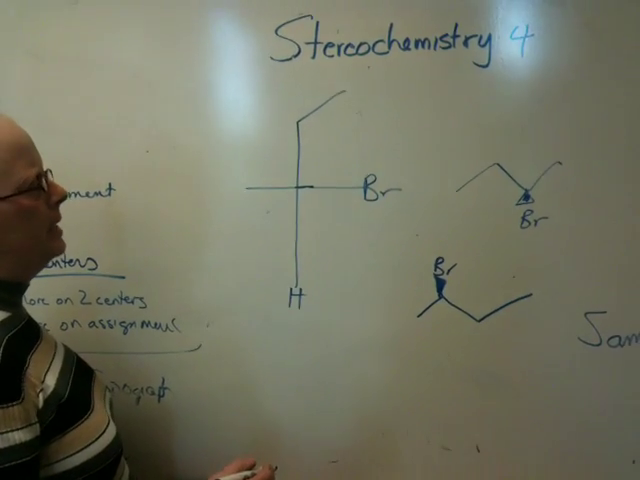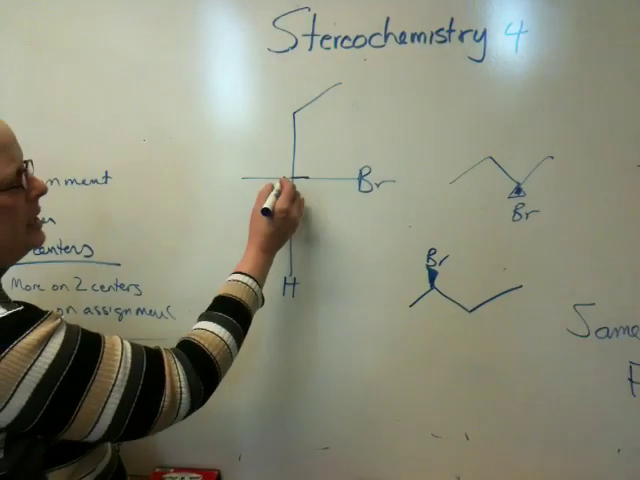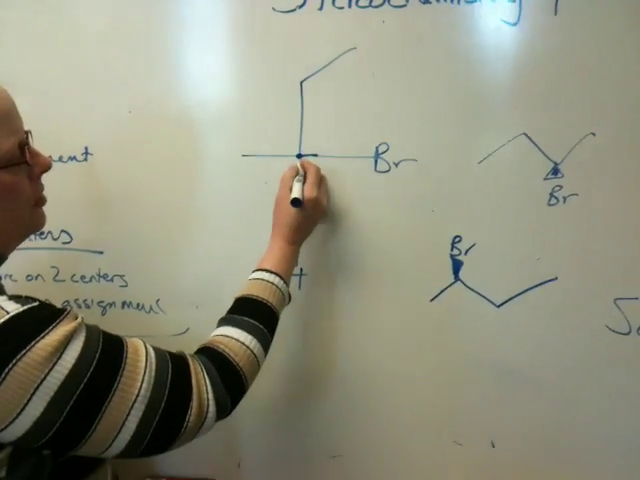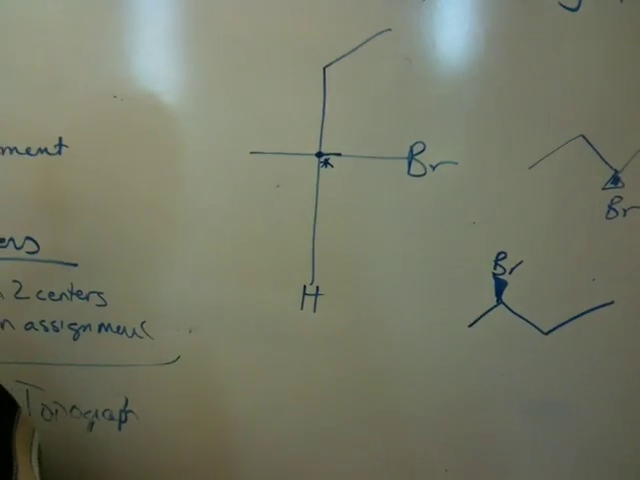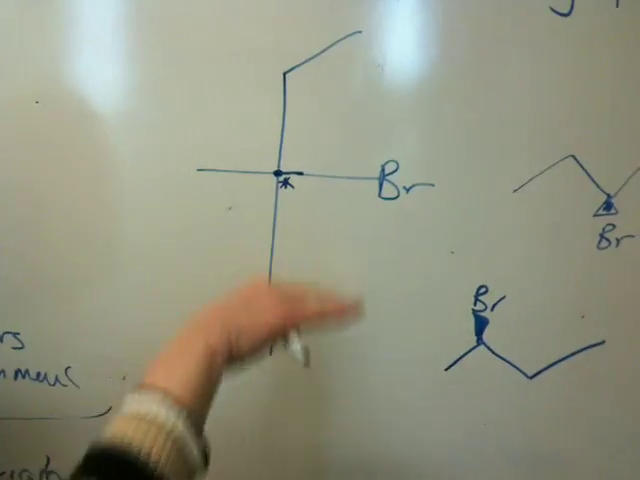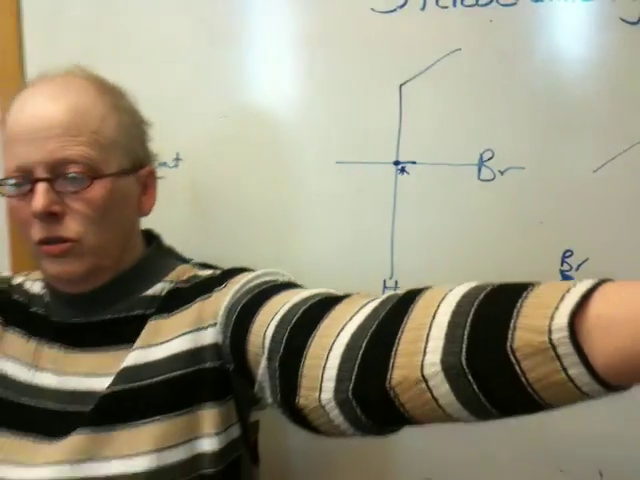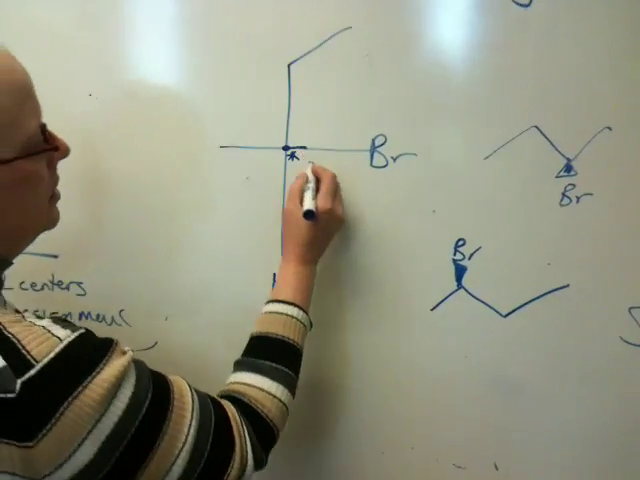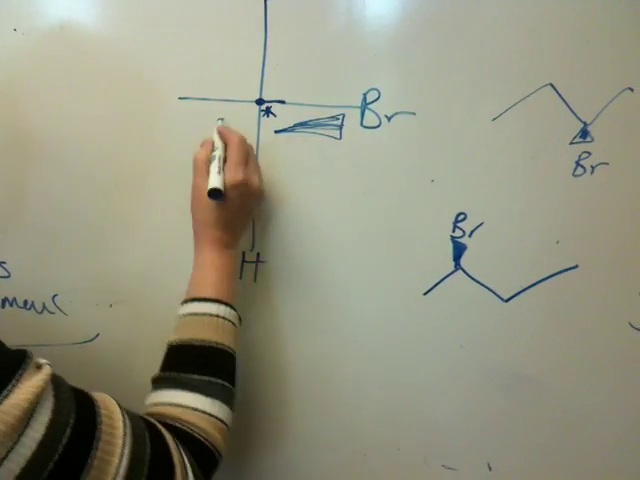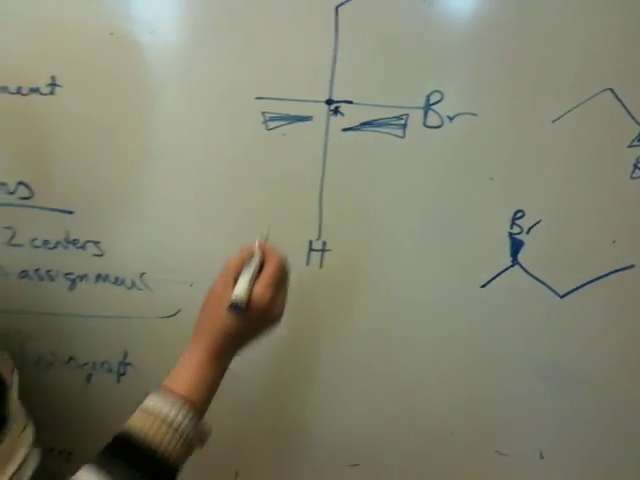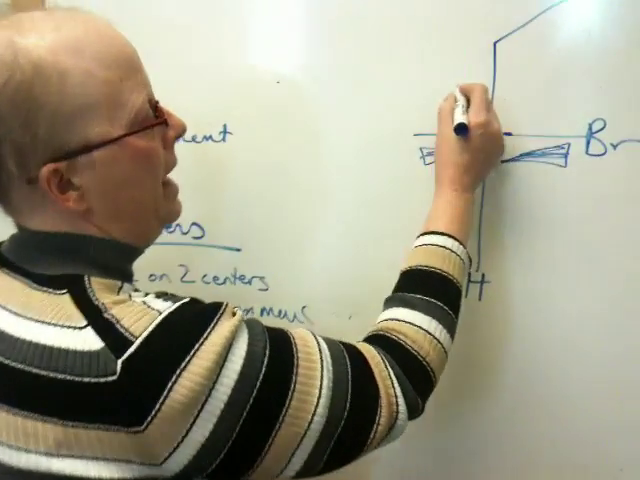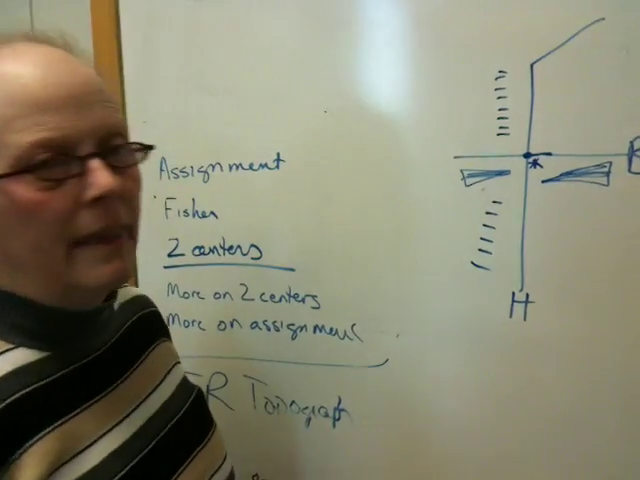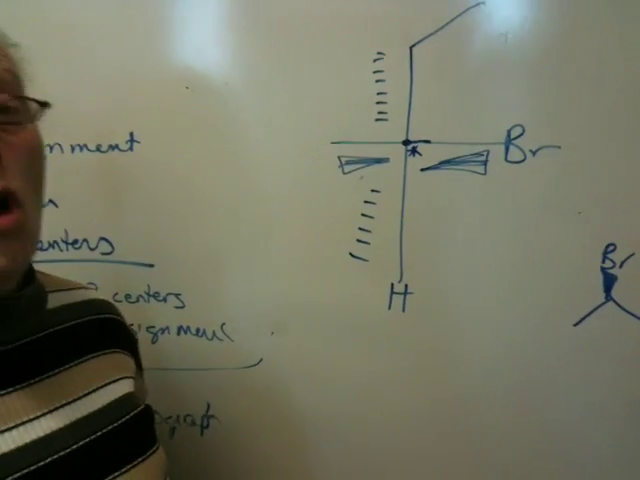for a 3D structure. When you see this projection, the intersection of the two lines is the asymmetric carbon. So that's the asymmetric carbon right there. The horizontal lines are coming out towards you like this. The horizontal lines are coming out like two wedges, like that. The vertical lines are going back like that. And that is the way it is always defined.